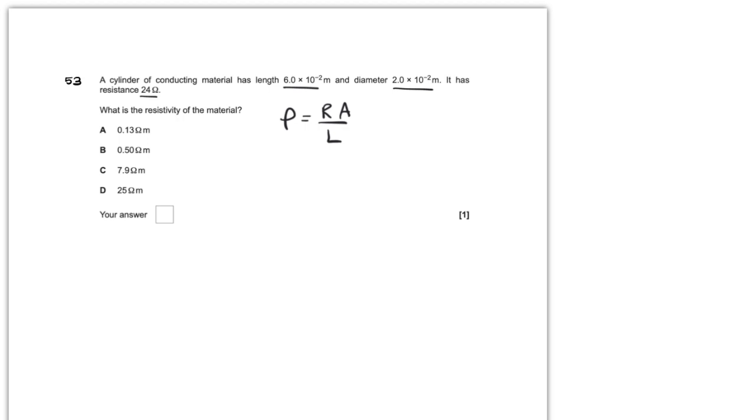So resistance is 24 times the area, which is pi d squared divided by 4, or you can just halve it if you want to get in terms of the radius. And okay, so I end up getting 0.13. Alright, cool. A is the answer.